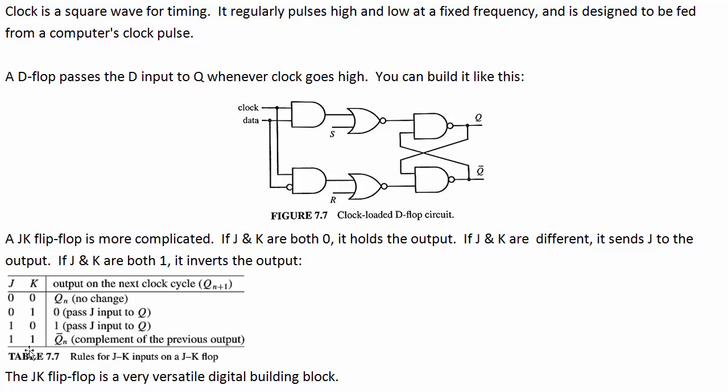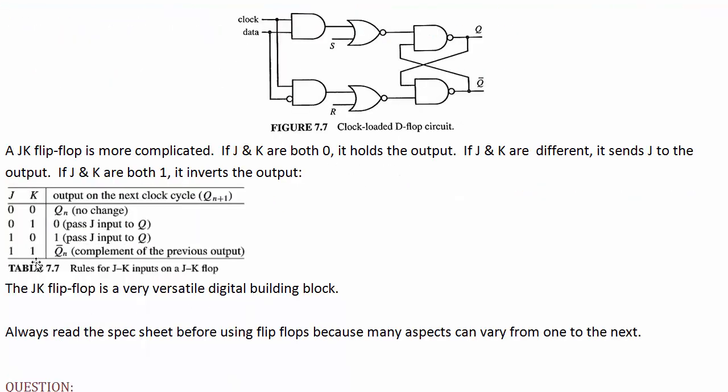Now, what if J and K are both 1? In that case, it sets the output to the opposite of whatever it was. That's useful. So you can use this to flip-flop the output, which is where the name comes from, whatever output it was, to the opposite of that. JK is a very versatile digital building block.